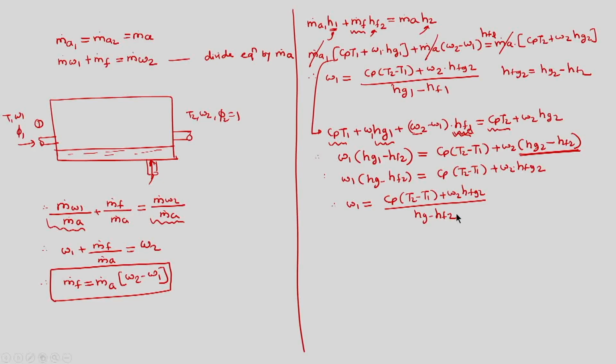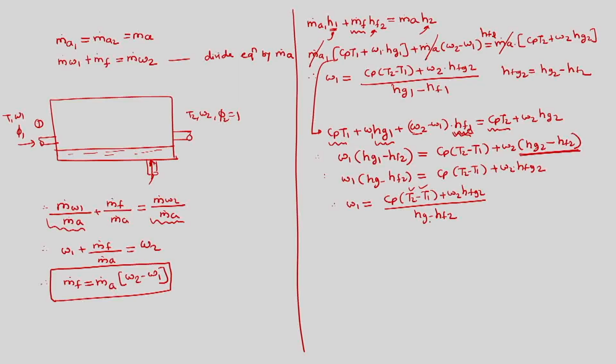minus Hf2. So this is how we can estimate omega 1, that is, specific humidity at station 1, since we would have measured temperatures T2 and T1, and then we would know the saturation enthalpy corresponding to temperature T2. So this gives us the expression for prediction of omega 1, or what we call the specific humidity of the air.